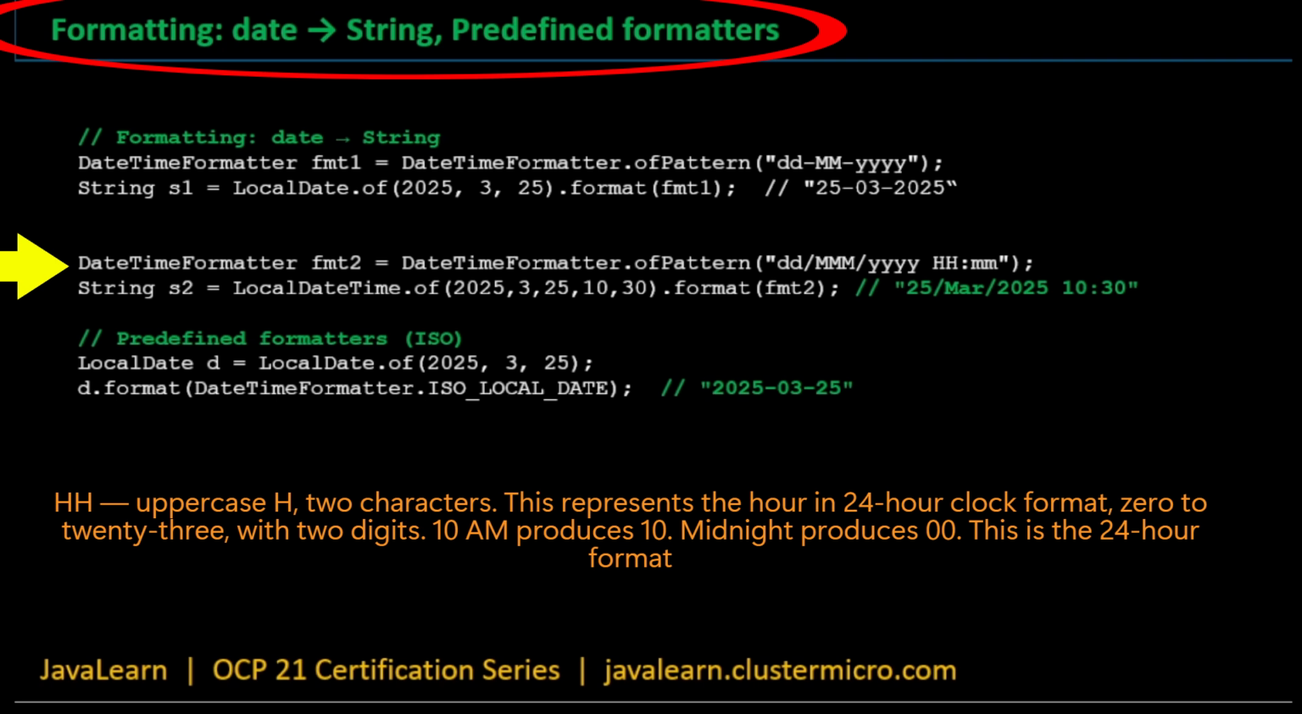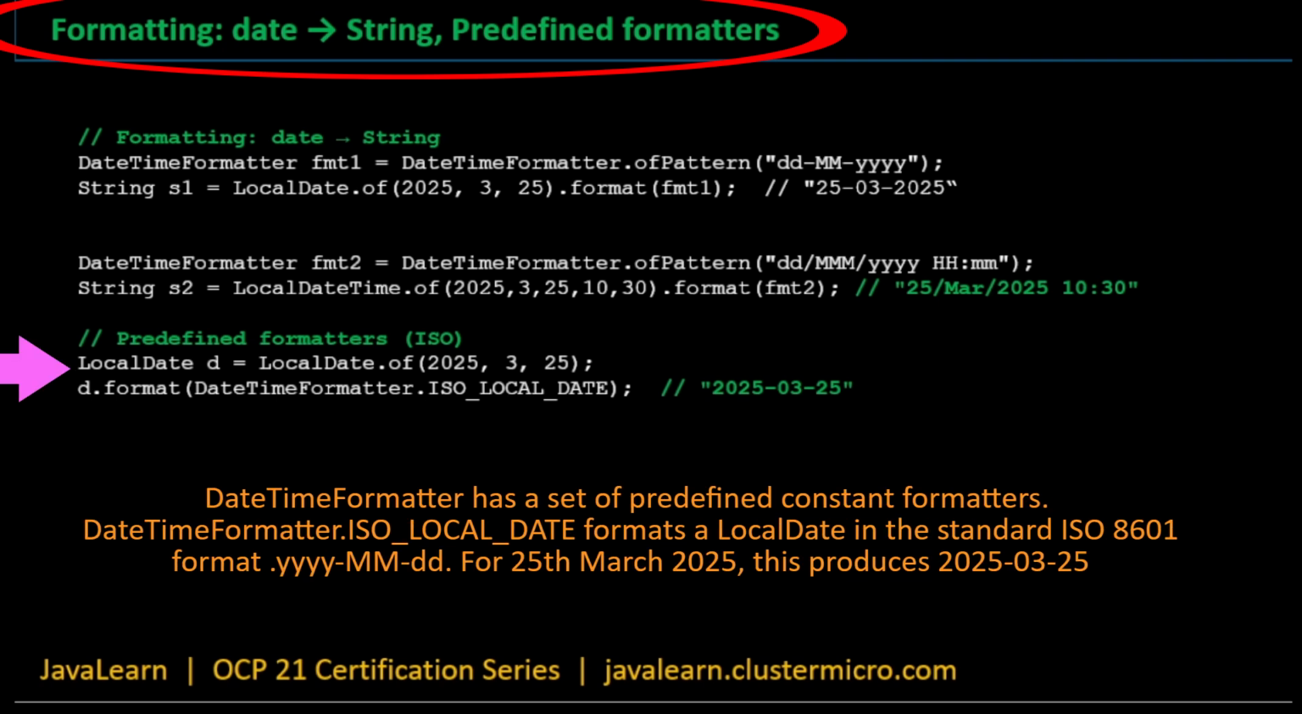Then we have LocalDate d equal to LocalDate.of(2025, 3, 25), and then d.format(DateTimeFormatter.ISO_LOCAL_DATE). So DateTimeFormatter comes with a set of predefined constant formatters for most of the common formats. You do not need to create this with ofPattern. They are ready to use as constants on the DateTimeFormatter class.